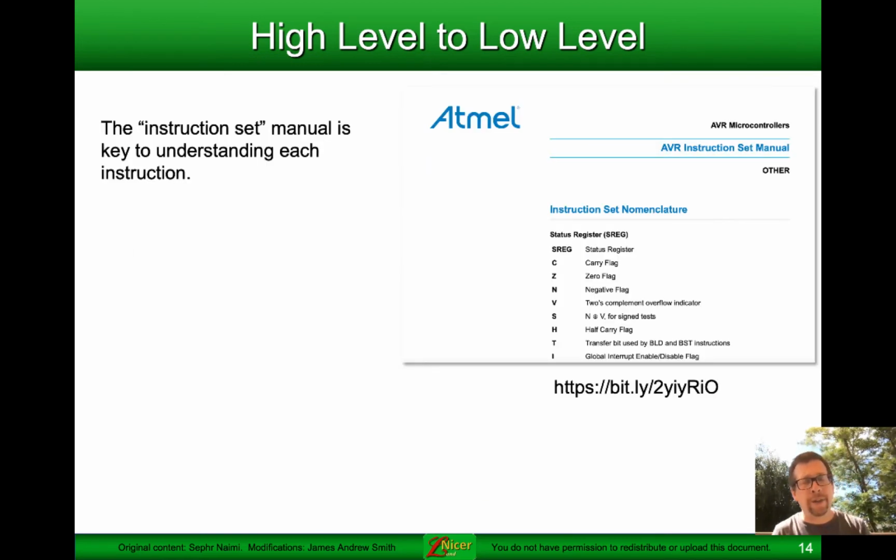All right, there's a lot of things going on in there, and you'll find that in order to decipher, understand and analyze what's going on in assembler, you're going to be taking a look at the instruction set manual. And these are available for basically all chips that are out there. In this case, this is a link right here, the bit.ly link, to the AVR instruction set manual, because the ATmega328 has the AVR architecture at its core.